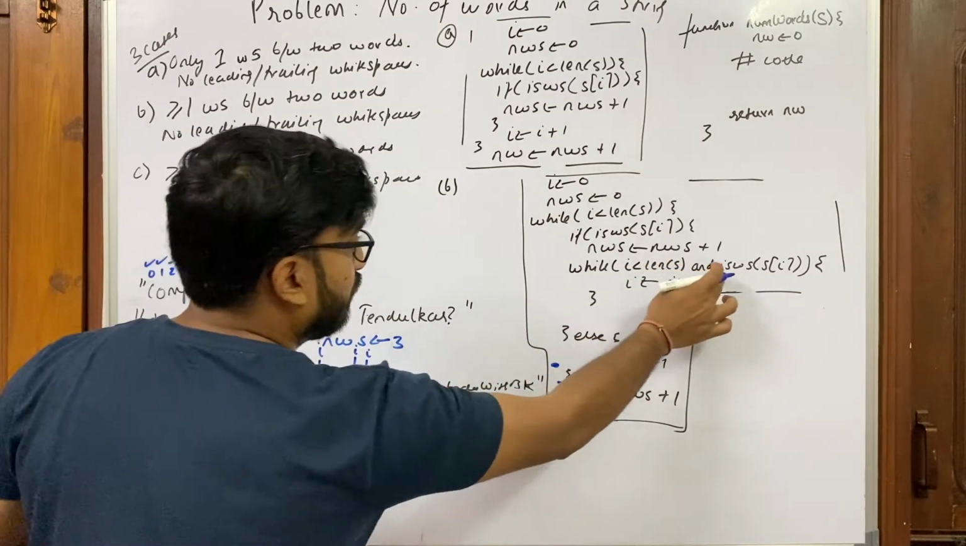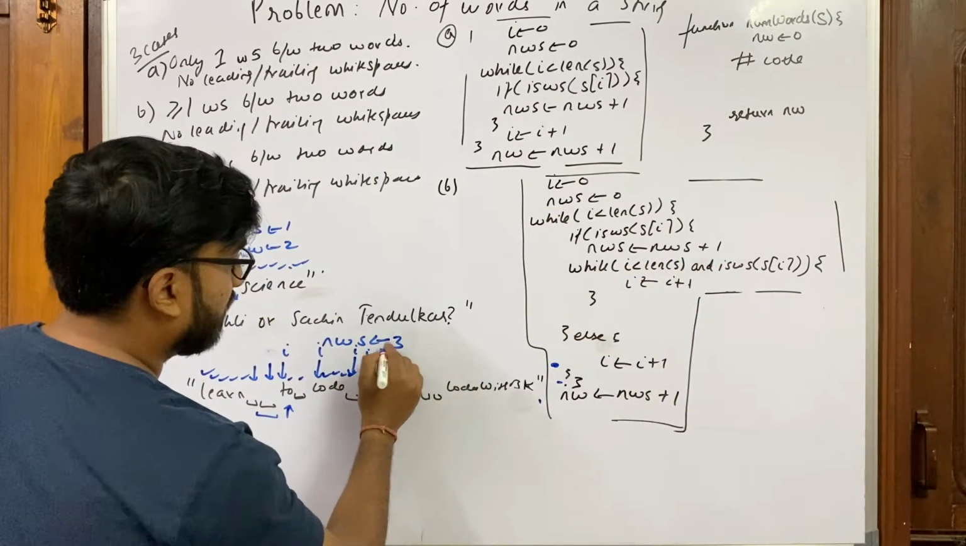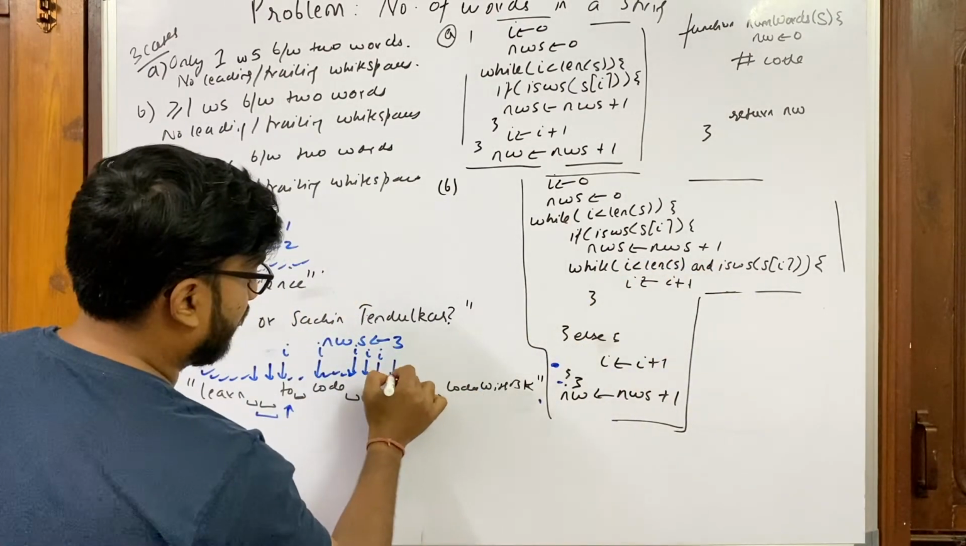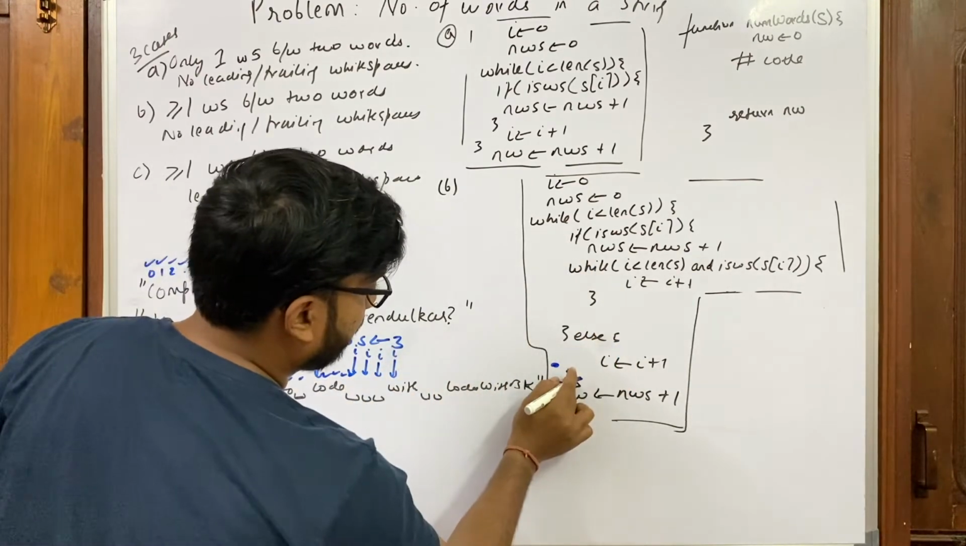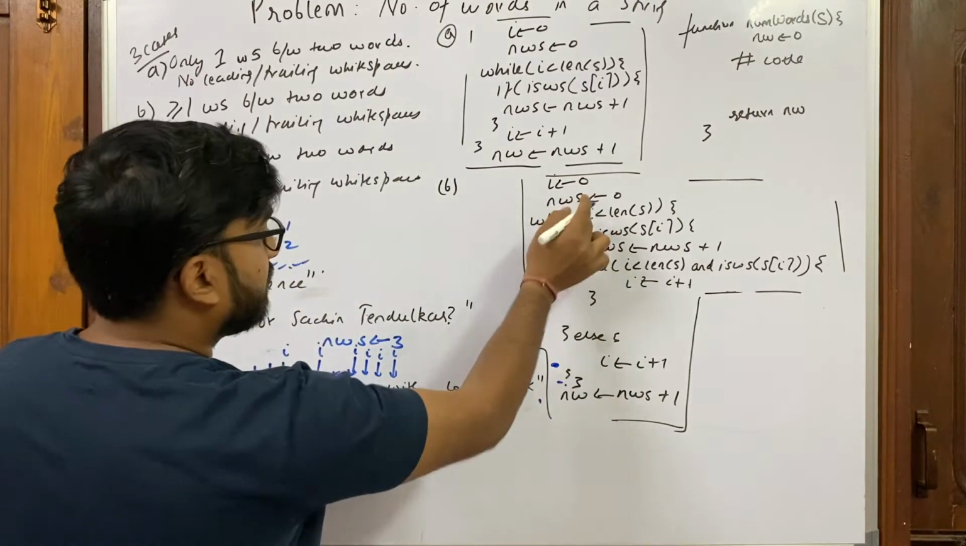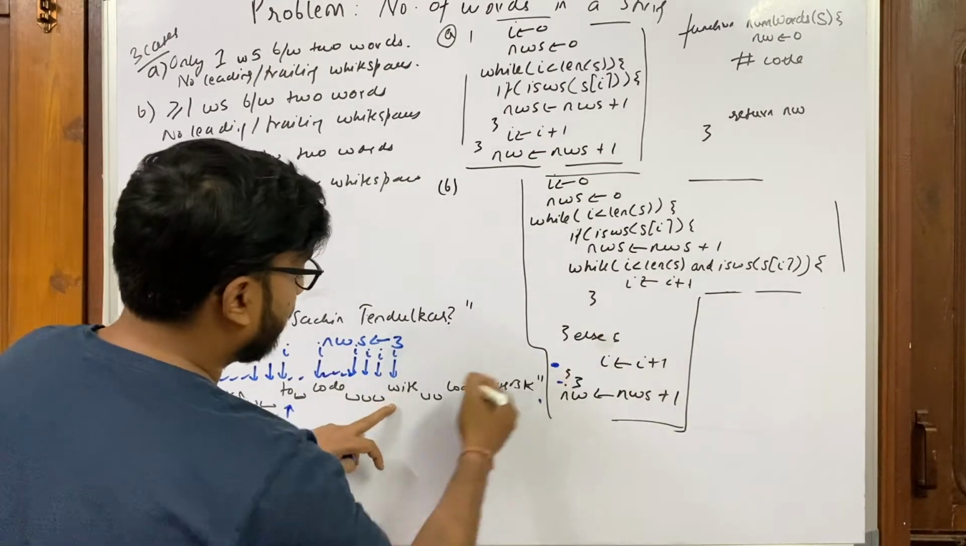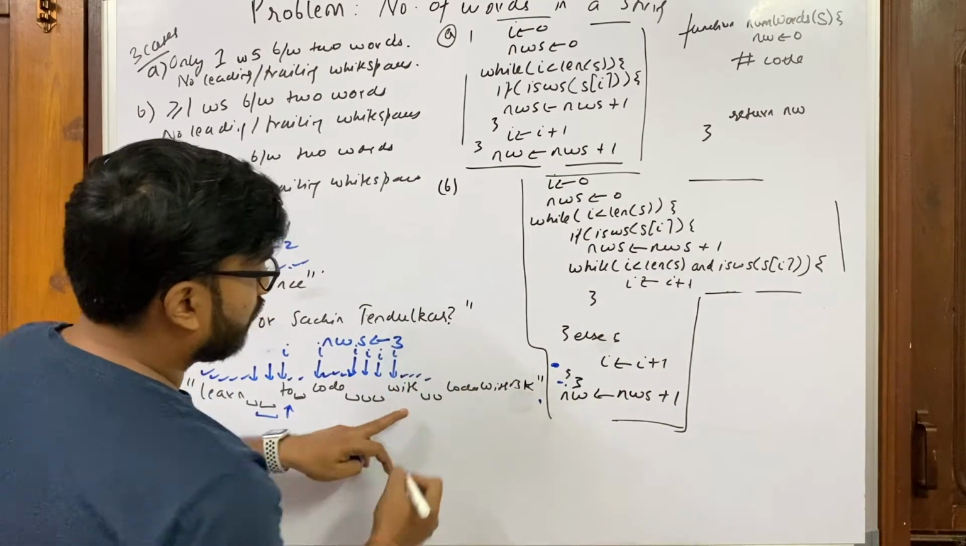Again, this condition is true. I moved here. Again, this condition is true. I moved here. This condition is false. You come here. Okay. You check the while loop condition again. This is a non-white space character. For that, we just increment the index. We go to a white space.